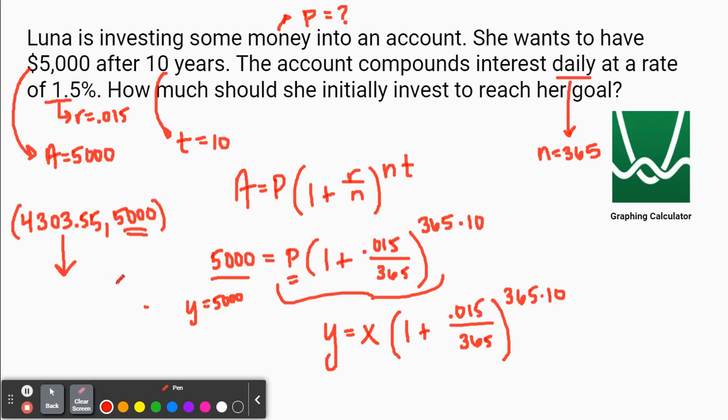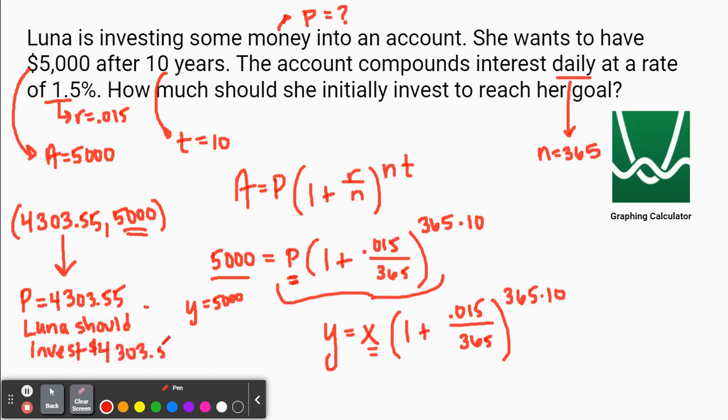Now, in this case, it's not a time. It's actually an initial amount. Remember, our variable was the initial amount. So this is our P. So it looks like Luna should invest $4,303.55 if she expects to eventually hit that $5,000 mark in 10 years.